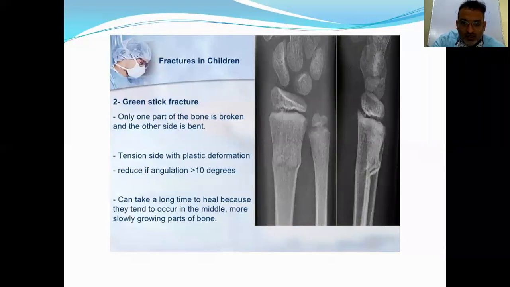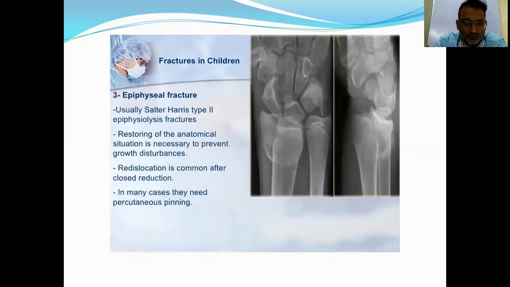This is more severe than a torus fracture. As you can see, it is called a greenstick fracture. Only one part of the bone is broken and the other side is bent, so the tension side shows plastic deformation. If the angulation is more than 10 degrees, reduce the fracture by pulling on both sides and put on a cast. This can take more time to heal than a torus fracture because they tend to occur in the middle and more slowly growing parts of the bone. But even so, they heal more quickly and solidly than adult bones.